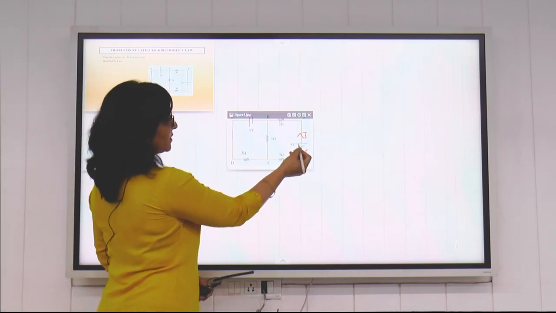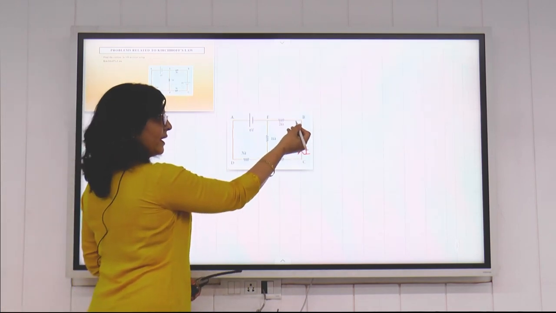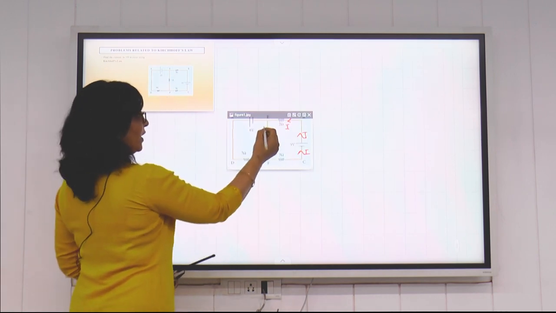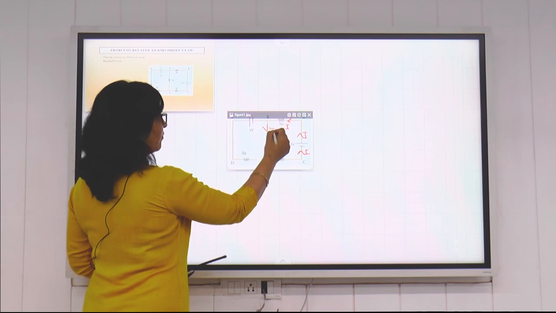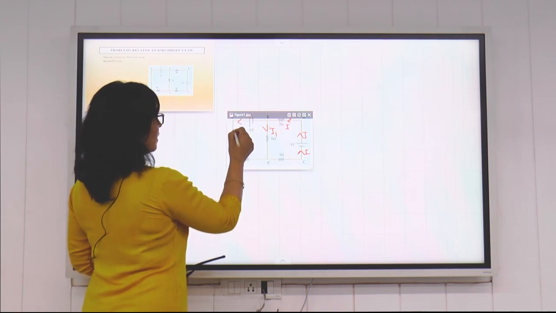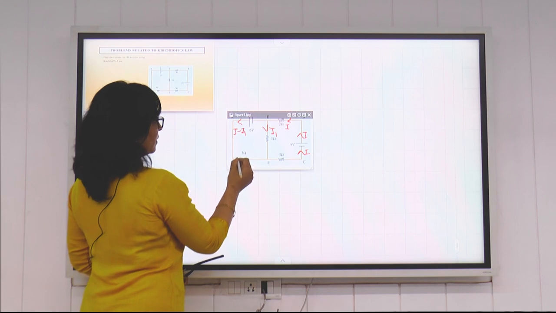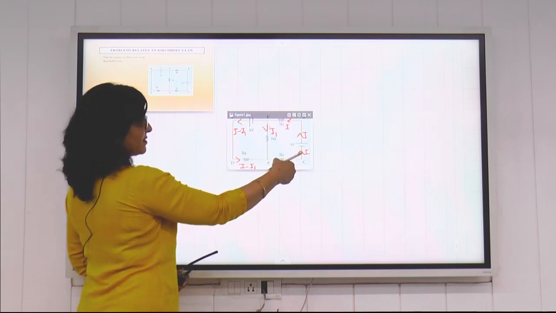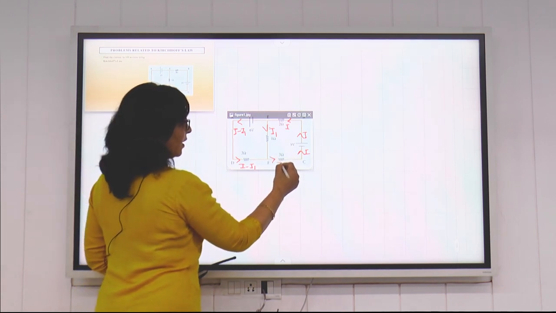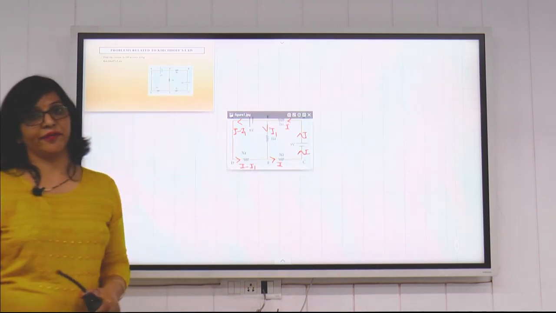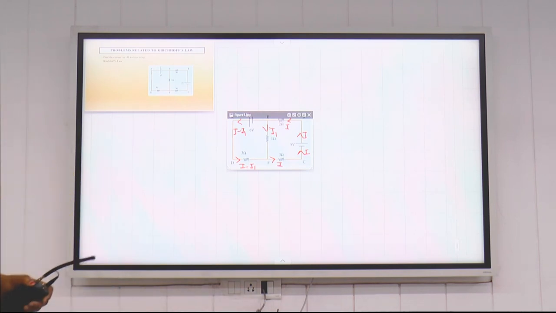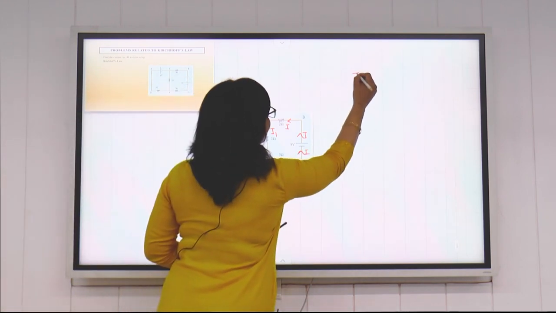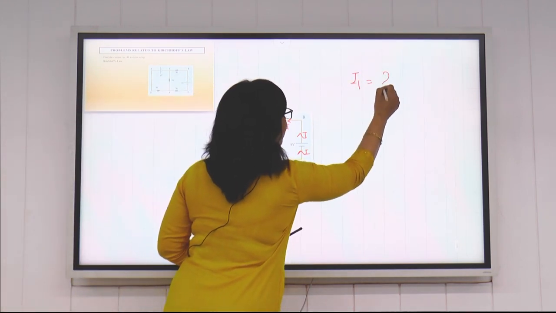Then our current distribution is the same. Let's start. From the positive terminal, current I. At E, we have two branches, current I1 and I minus I1. From I minus I1 on this side and I1 on the other, we receive the same current I at the terminal of the battery. Our aim is to find the current in the 1 ohm resistance. So the current in the 1 ohm resistance is I1. Our aim is to find I1.